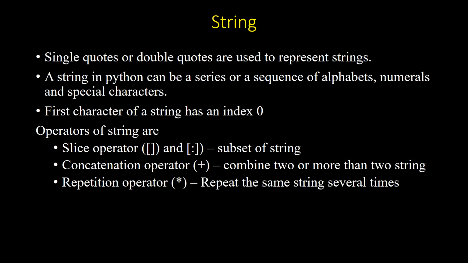The next one is string. A string can be specified in single quotes or double quotes. A string in Python can be a series or sequence of alphabets, numerals and special characters. The first character of the string has an index of 0.